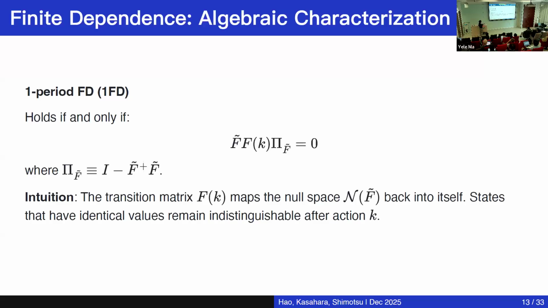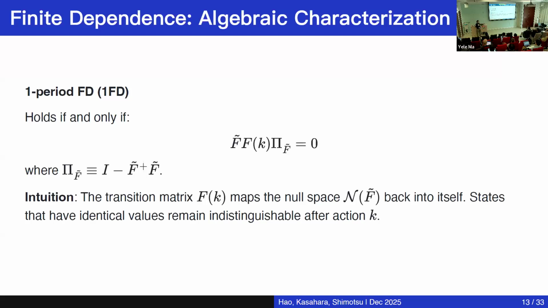Okay, so one-period finite dependence holds if, where F tilde is the difference of two Markovian transition matrices and Fk is the benchmark action's transition matrix we choose, it holds that F tilde multiplied by Fk multiplied by pi F tilde, which is a projection onto the null space of F tilde, equals 0.